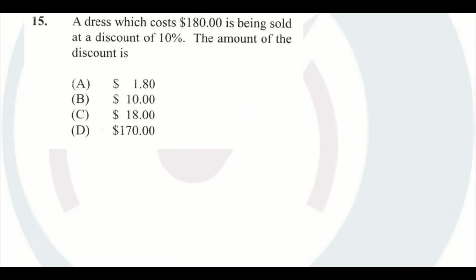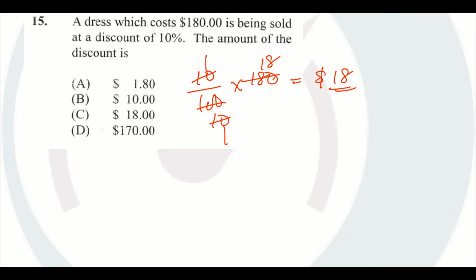A dress costs $180. Sorry, a dress which costs $180 is being sold at a discount of 10%. The amount of discount is just basically finding the discount. What is 10% of 180? 10 into itself 1, and 10 into 180 goes 18 times. So the discount, just the discount, is $18.